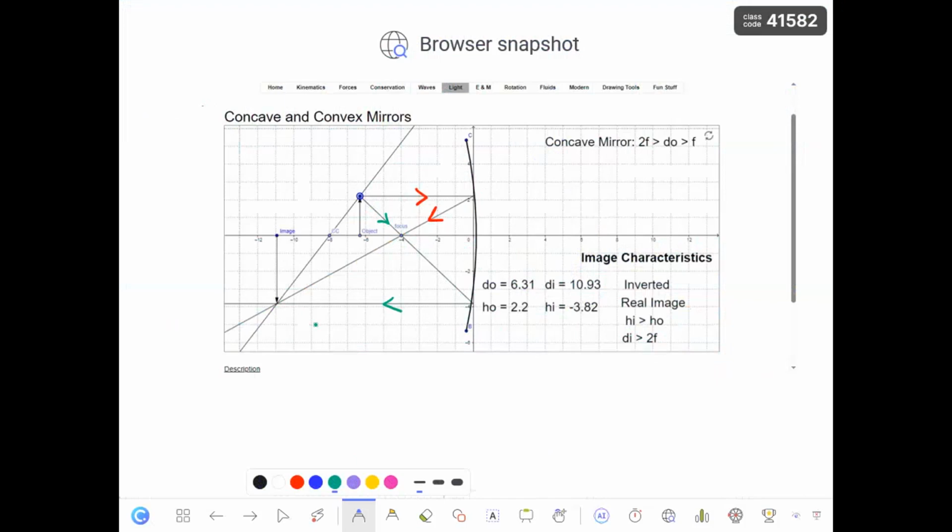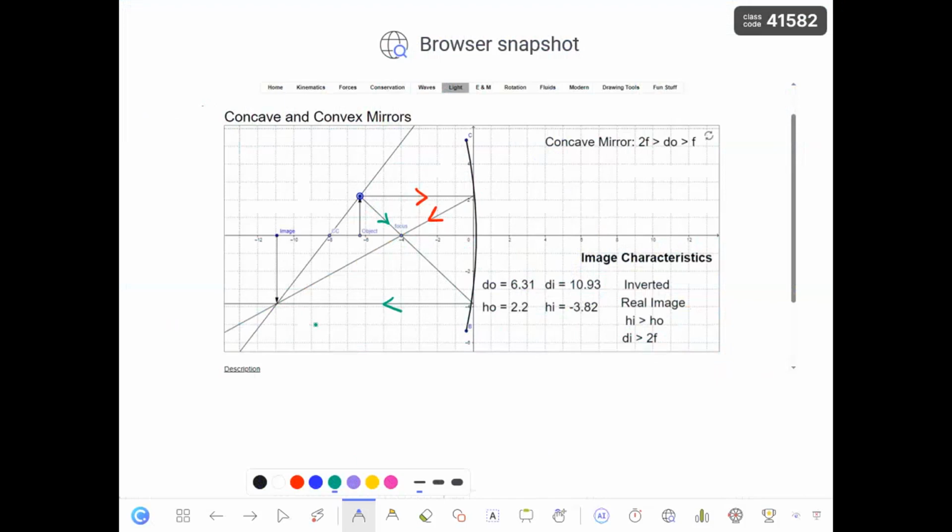Good? You can draw the last one as well, but it is not necessary. If we use two of these three rules, you would be able to see how the image and where the image will be created.